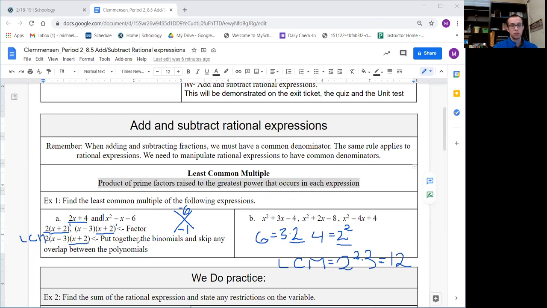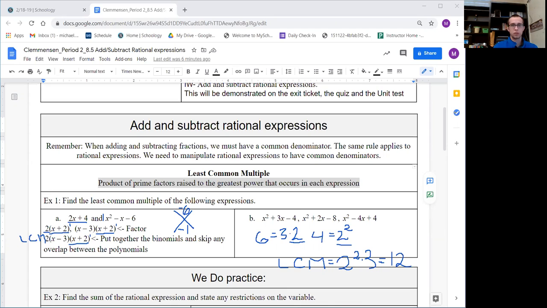So that's why I wrote this. Skip any overlap between the polynomials. So they have an overlap of x plus 2. So I only use the one with the biggest power, which they happen to be the same, so I only use the first power. And I take that x minus 3 as well. All right, so this is how I get my least common multiple right here.